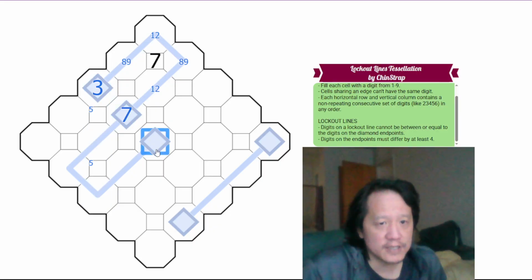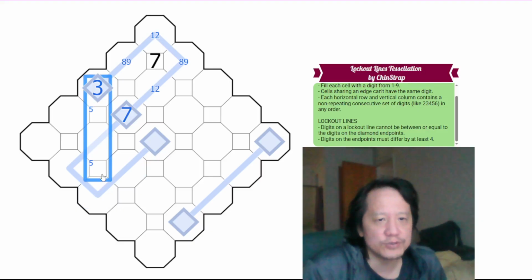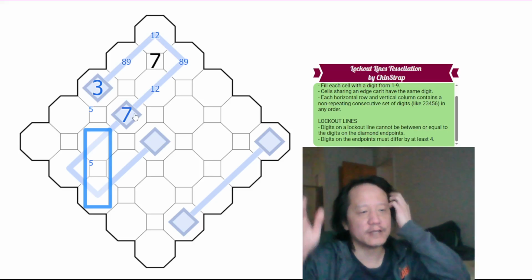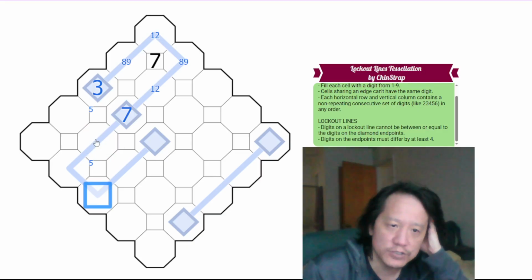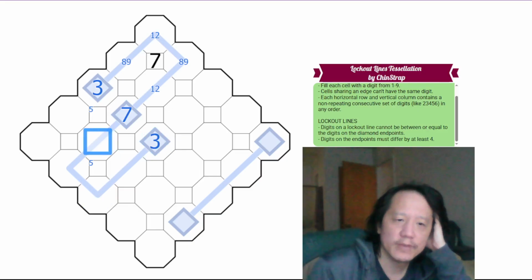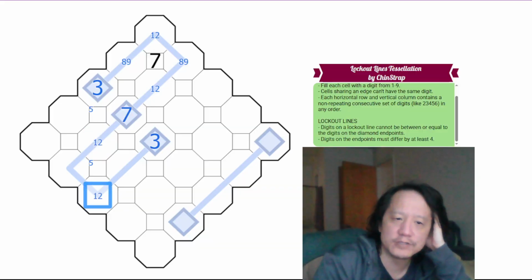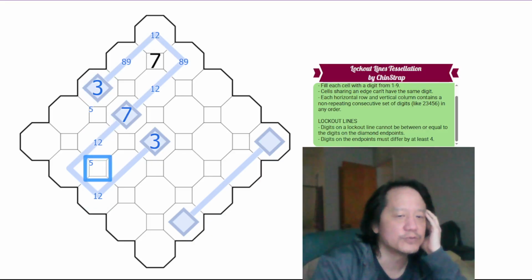And the thing is, this has to have a difference of 4 from this cell. I think it has to be a 3. Because we have to have 2 digits, which are beyond that. None of 3 through 7 is going to be outside of 7 and 3 unless this is 1, 2 as a pair. So this has to be 3. And this has to be 1, 2 as a pair outside because we have to have 1 through 5, 2 through 6, or 3 through 7. And if we have 3 through 7 on this lockout line, obviously none of them could be on the lockout line. So this must be a 4, 5 pair.